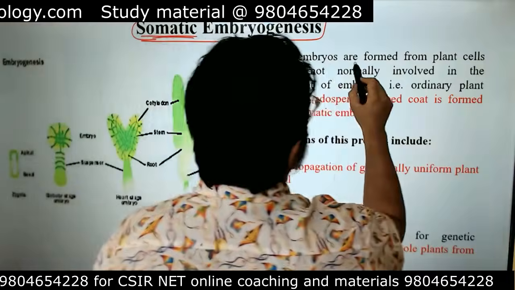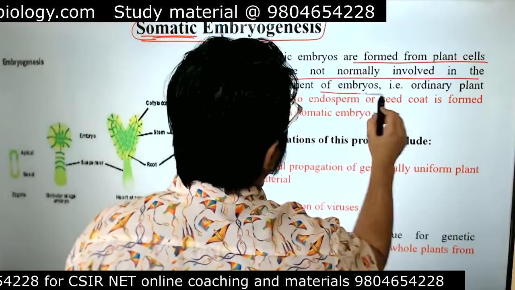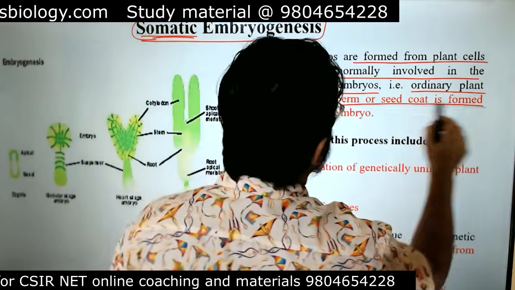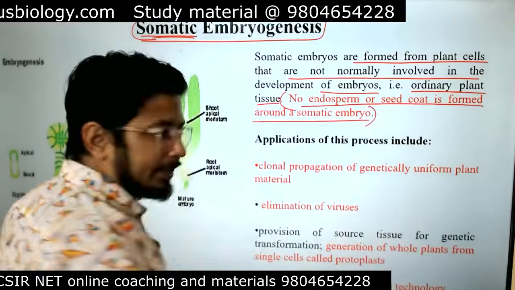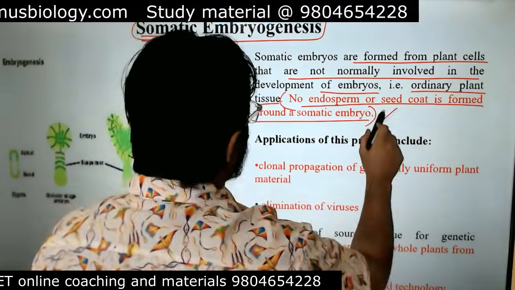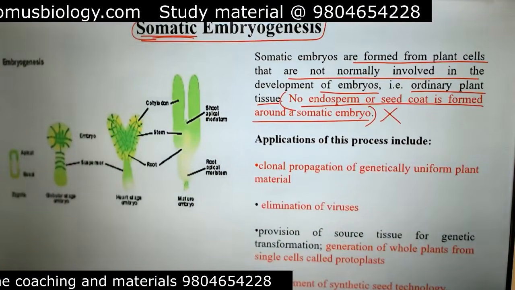So somatic embryos are formed from plant cells that are not normally involved in the development of an embryo, that is, ordinary plant tissue. No endosperm or seed coat is formed around the somatic embryo. No endosperm, no seed coat, nothing is formed around the somatic embryo. It's just a body cell.